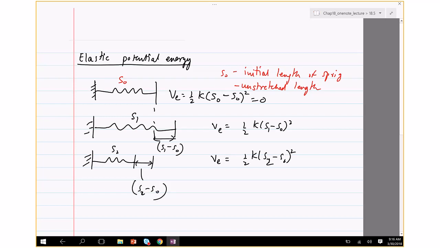So remember, this is a very common mistake. You always have to subtract the rest length. People ignore that. Another common mistake is if you start off this way and then you compress the spring, so initial position here, final position here, the way people compute the energy is they do half k S2 squared minus S1 squared. Sorry, so half k (S2 minus S1) the whole squared.